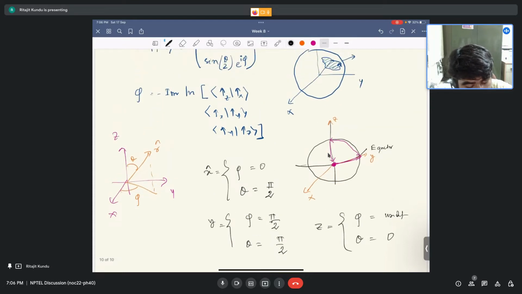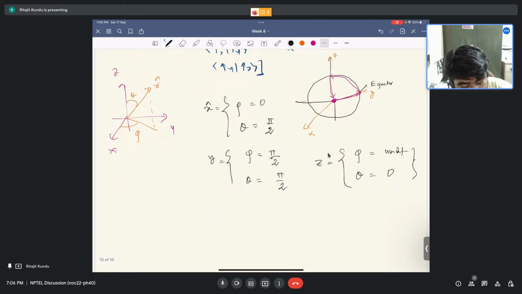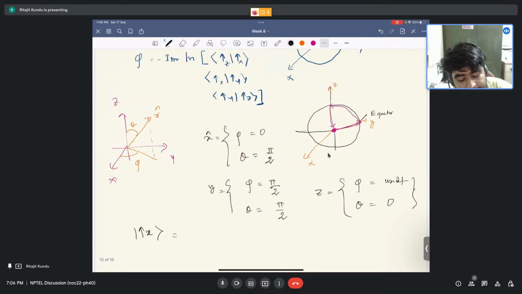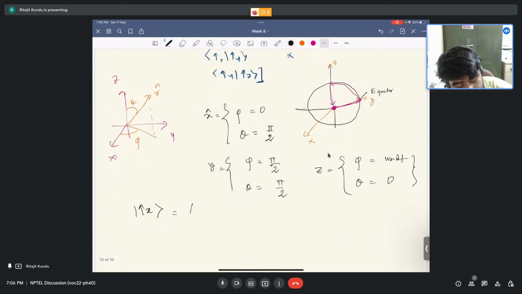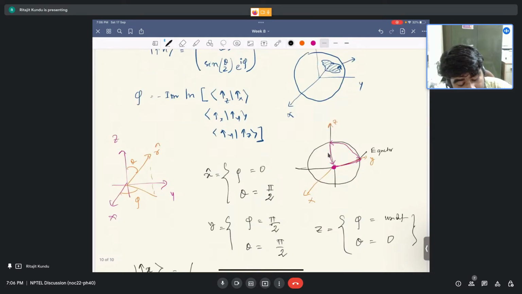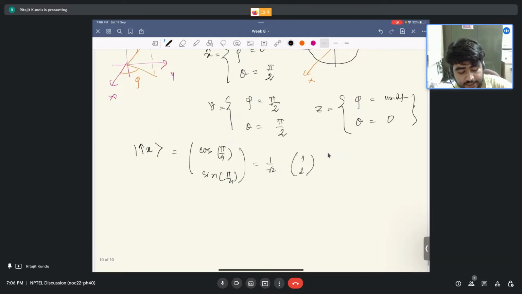So let's first write the state x. For up x, I'll plug this theta and phi into that expression. Phi is 0 and theta is pi by 2, so it becomes cosine of pi by 4 and sine of pi by 4. So that's it for the up x state. It becomes 1 by square root 2 times (1, 1). So this is my x state.